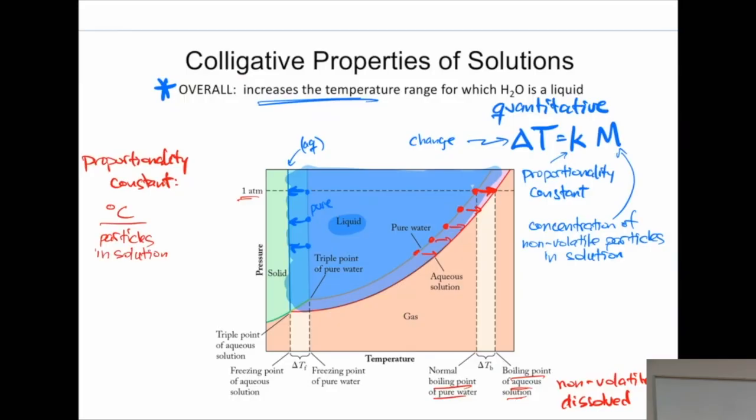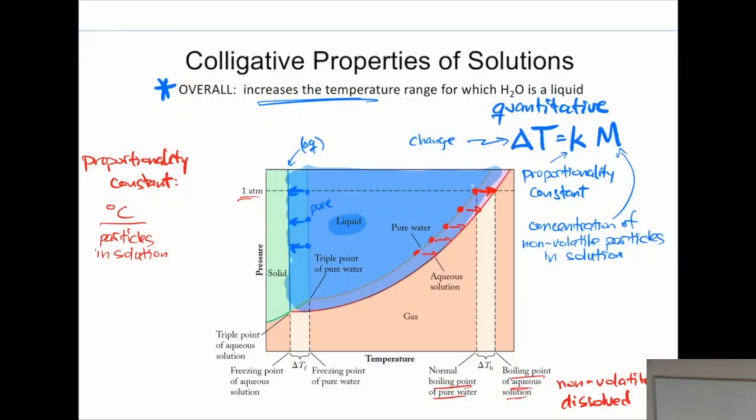So if I know that there are 10 particles in solution, and for every 10 particles in solution the temperature changes by 1 degree Celsius, that's what the proportionality is. How much it changes in temperature will be completely dependent on how that solution responds to non-volatile particles. That's why it's going to be unique for every one that we're working with.